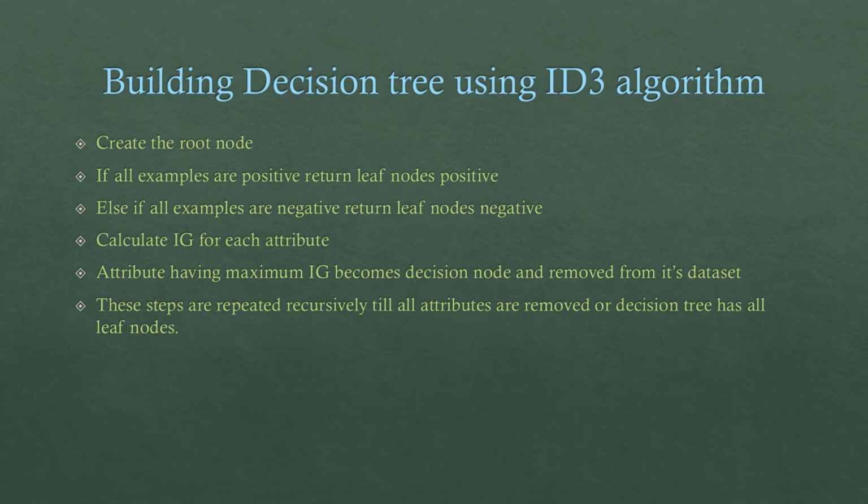We create the root node, and if all examples are positive, it returns leaf node positive, and if all examples are negative, it returns leaf node negative. Otherwise, it calculates information gain for each attribute, and the attribute having maximum information gain becomes the decision node, and this attribute is removed from the dataset. The entire steps are repeated recursively till all attributes are removed or we get all leaf nodes.